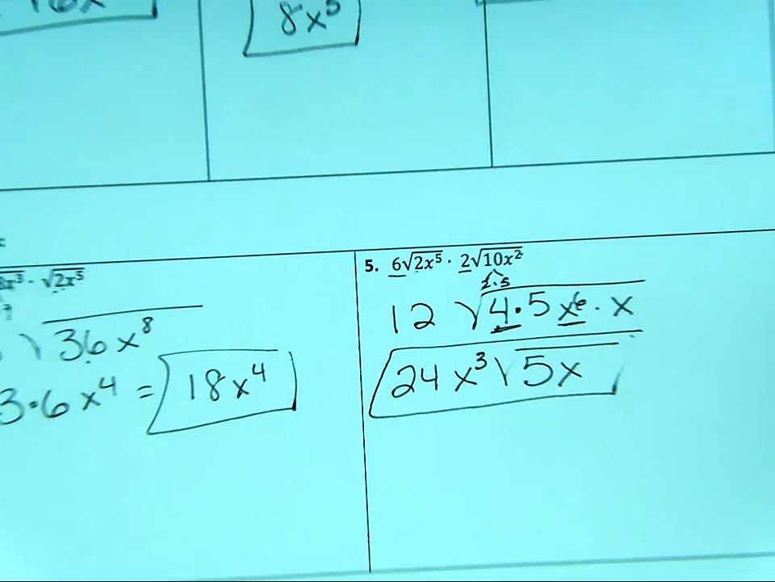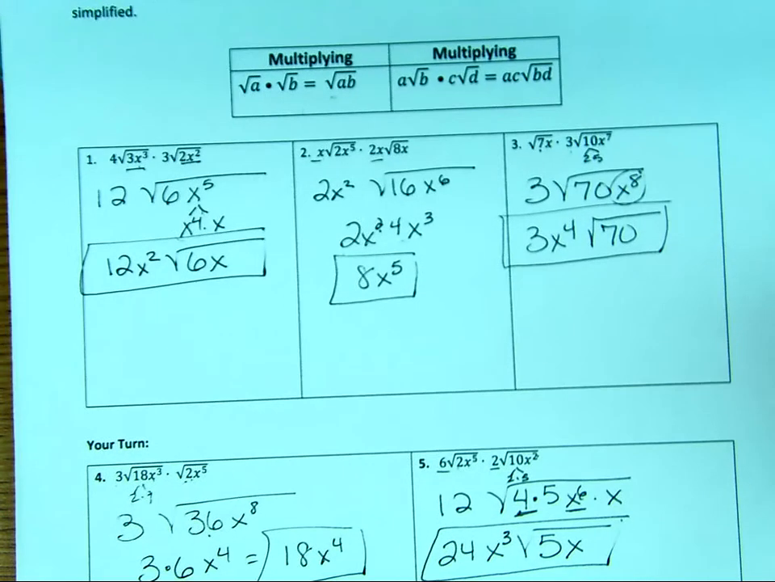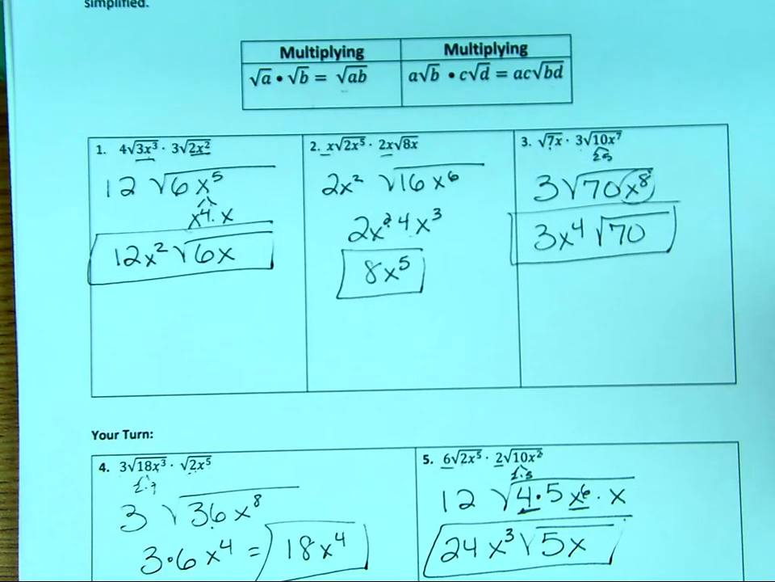So that's a little bit on how to multiply radical expressions. Remember, it's outside times outside, inside times inside, and then you have to make sure that the radicand is simplified. Remember, the radicand is the number or expression underneath the radical sign.